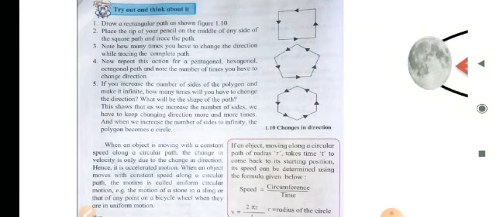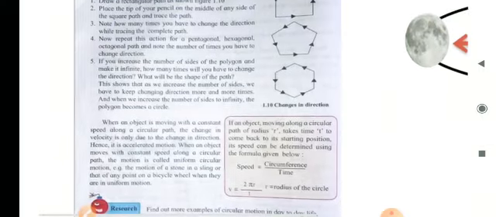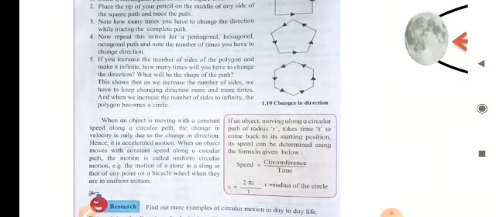When an object is moving with a constant speed along a circular path, the change in velocity is only due to the change in direction. Hence, it is accelerated motion. So, when an object moves with constant speed along a circular path, the motion is called uniform circular motion. You can mark this definition. Example, the motion of a stone in a sling or that of any point on a bicycle wheel when they are in uniform motion.